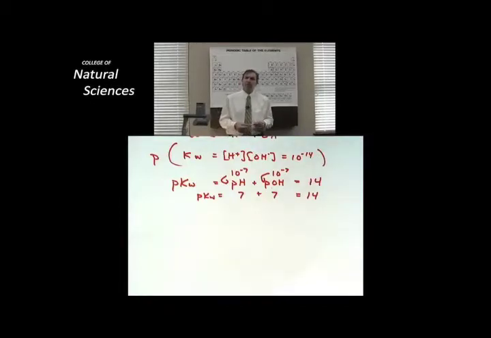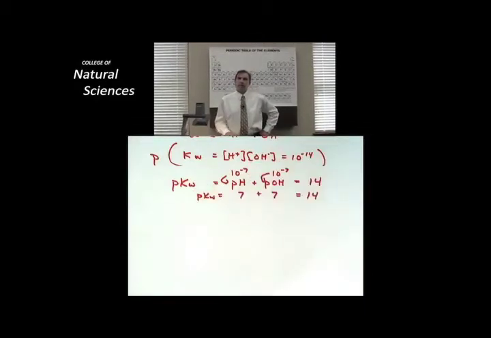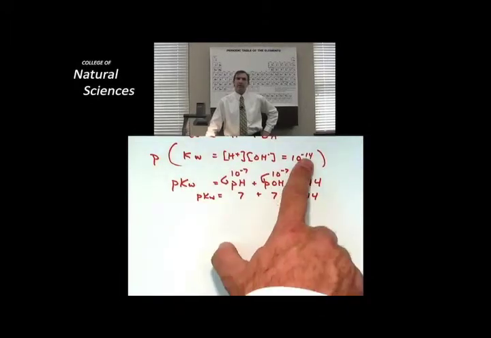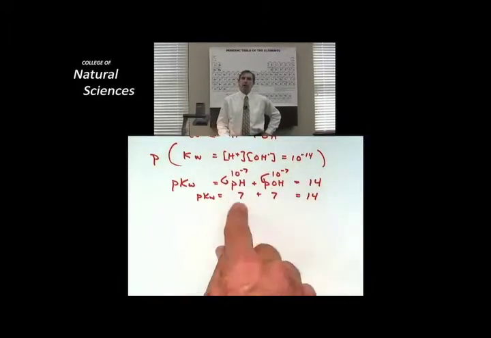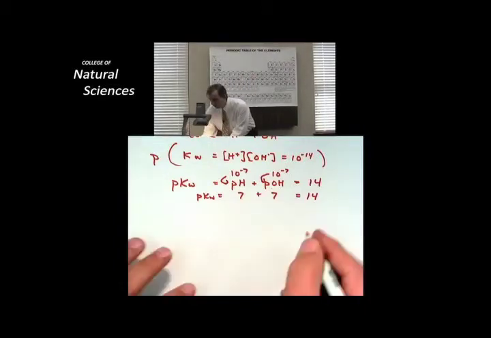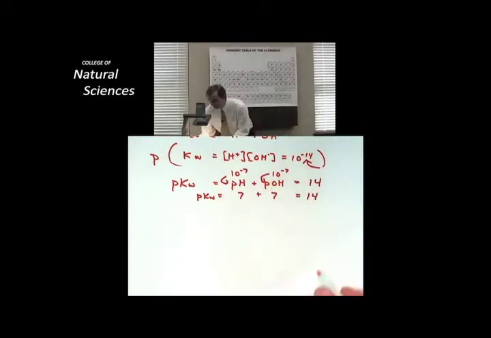Now, why is it that the pH of water isn't 7 if I've just shown you that the Kw value is 10 to the minus 14? The math seems to be pretty clear. If that's 10 to the minus 14, then the pH and the pOH of pure water are 7. The answer is because this value right here is 10 to the minus 14 at room temperature.